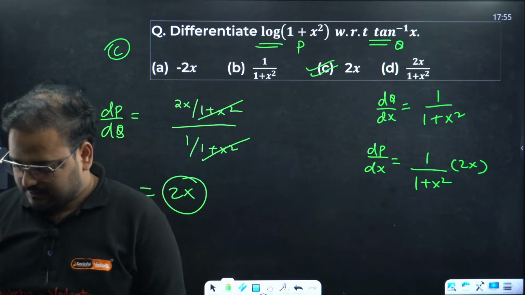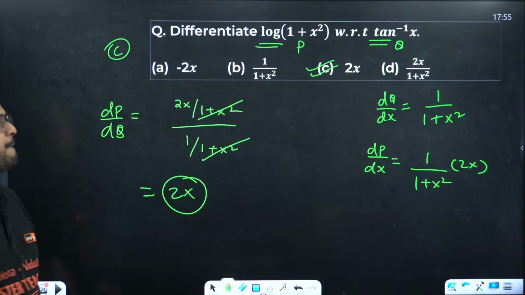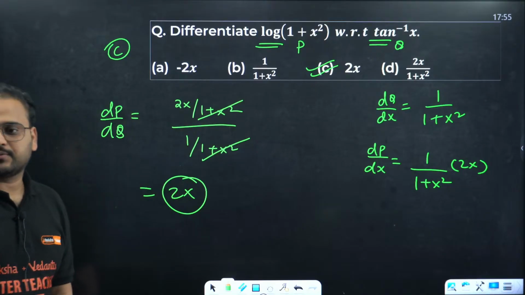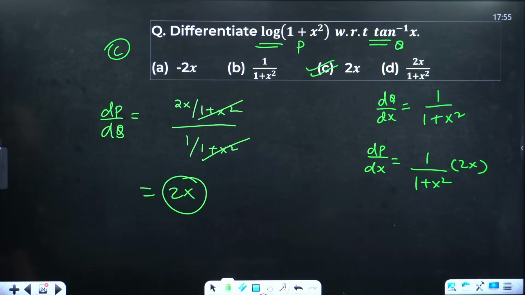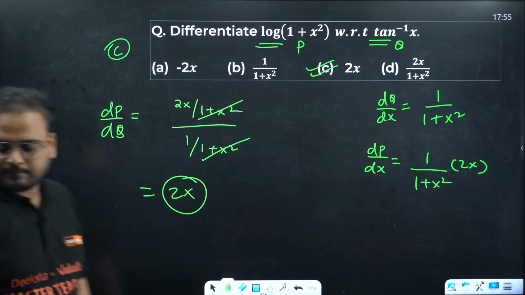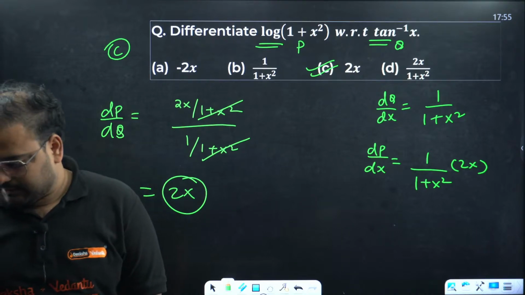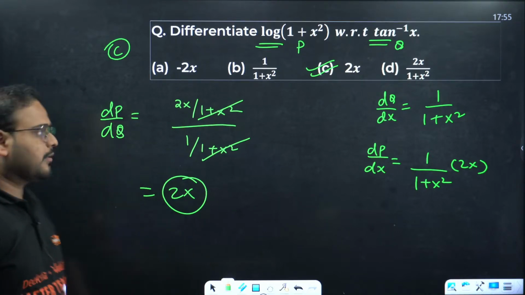Yes. Have a look. That's option C. Clear? Okay.